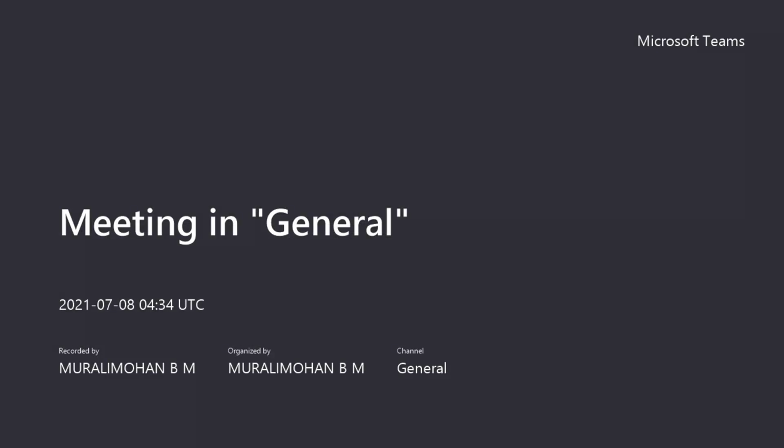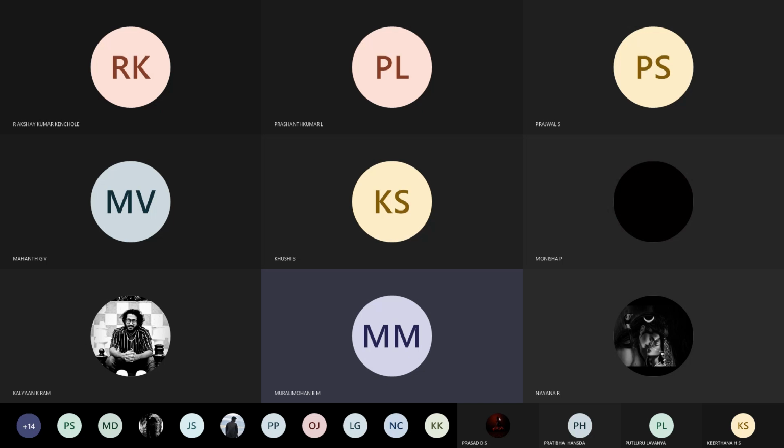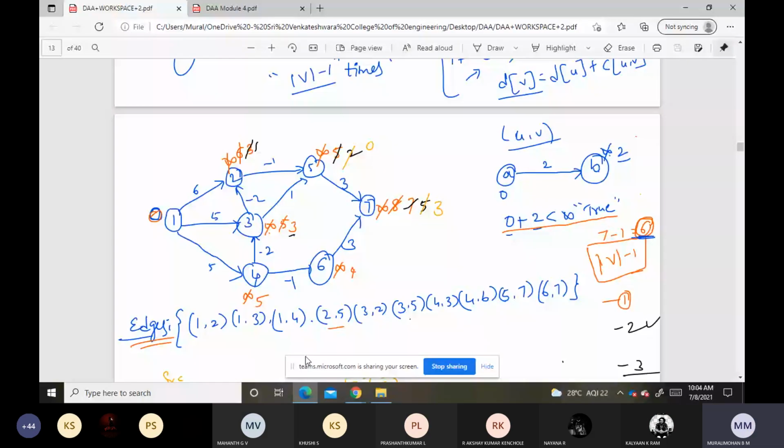Is there any doubt about how to find single source shortest path by using the Bellman-Ford algorithm? Today we'll see the algorithm of that, then we'll proceed with another example.